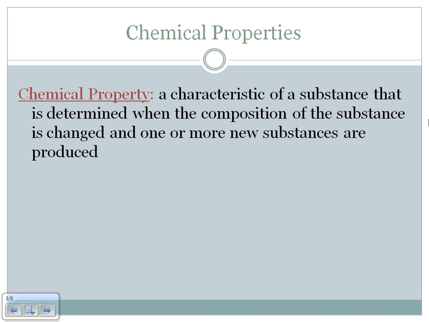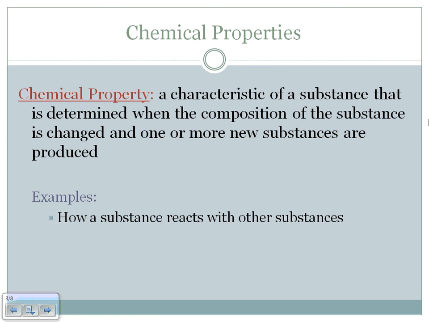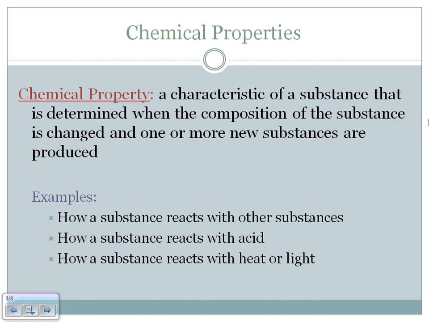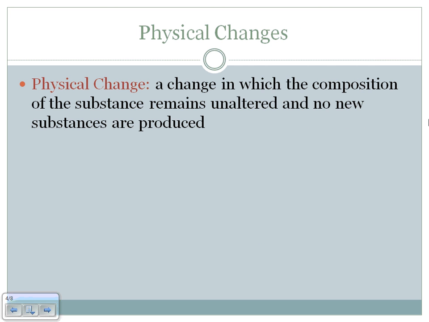Chemical properties, on the other hand, are characteristics that are determined when the composition of the substance changes. So you either make one or more new substances. So, for example, how a substance reacts with something else. How a substance reacts with acid. How a substance reacts with heat or light.